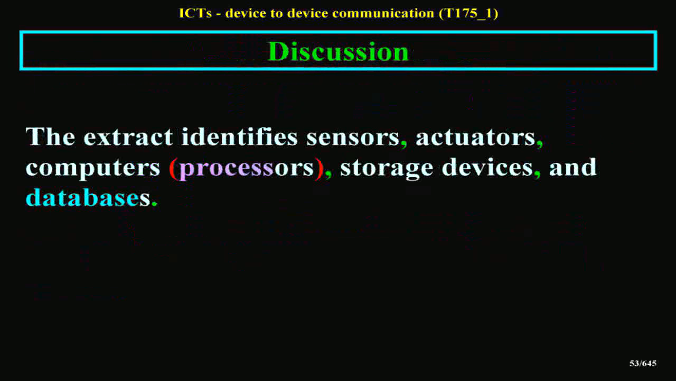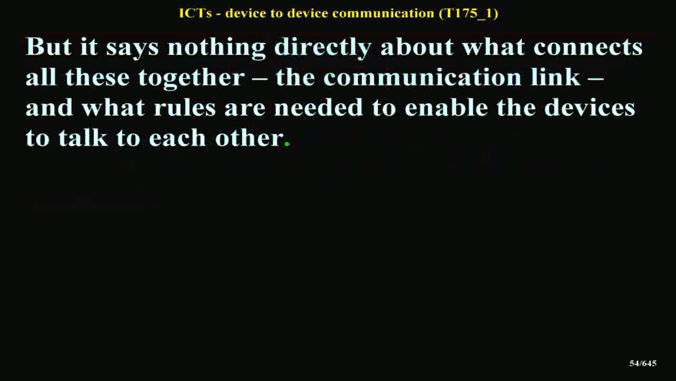Discussion. The extract identifies sensors, actuators, computers, processors, storage devices, and databases. But it says nothing directly about what connects all these together, the communication link, and what rules are needed to enable the devices to talk to each other.